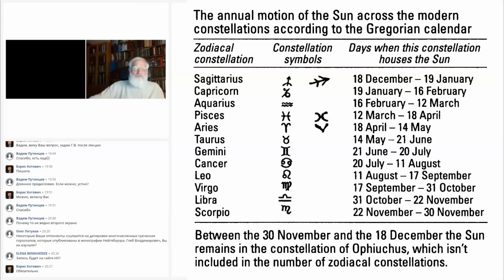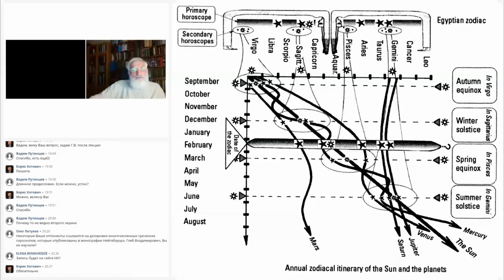This is a table of how the sun moves today. These are completely different dates than in astrological tables. The sun is in Sagittarius on these dates, in Capricorn on these. It's not at all what you would read and see in astrological tables, where they have signs. These are significantly different things. This is how the Egyptian zodiac is structured.